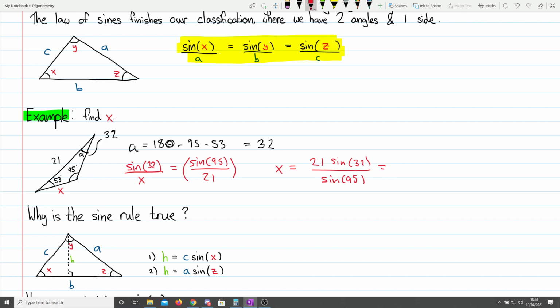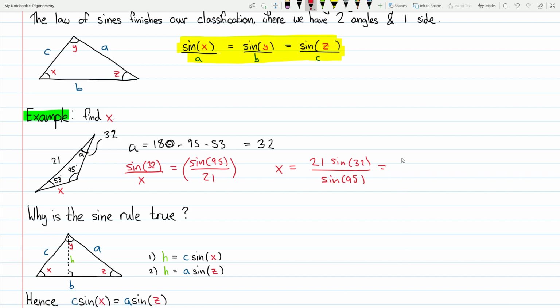And we can plug this into our calculator. 21 times sine of 32 divided by sine of 95. And this should give us a side length of 11, which sort of makes sense. So this is our side length. Why does it make sense?